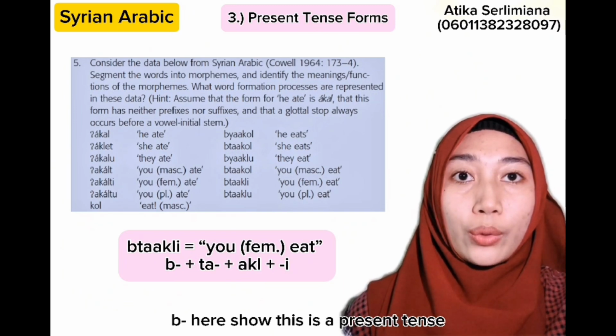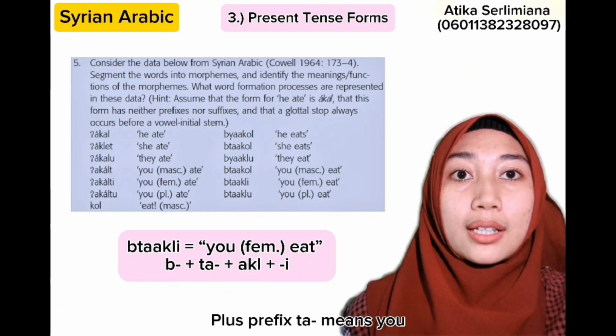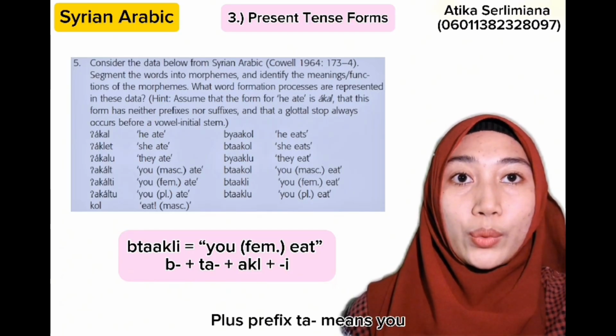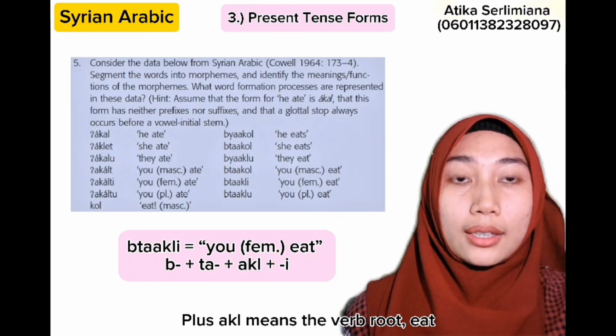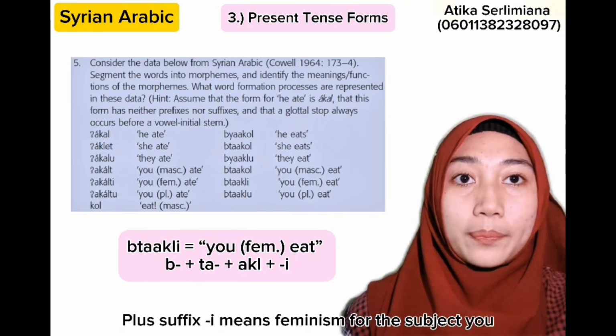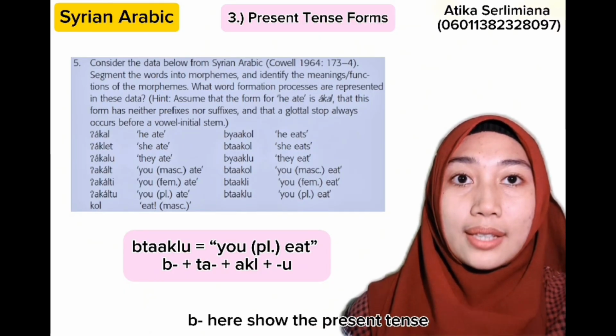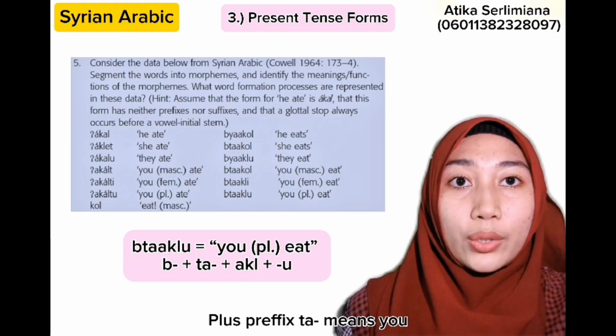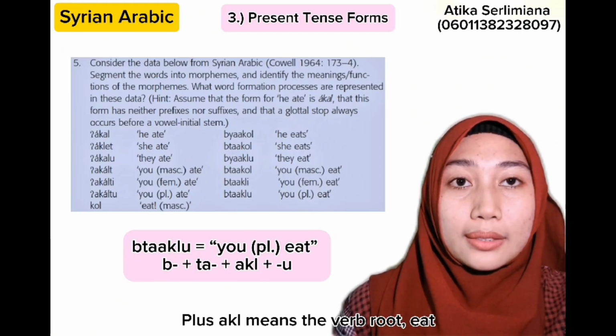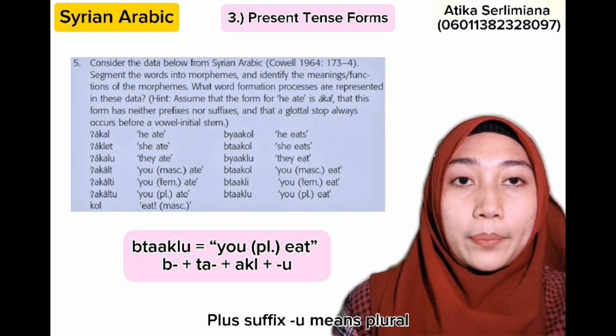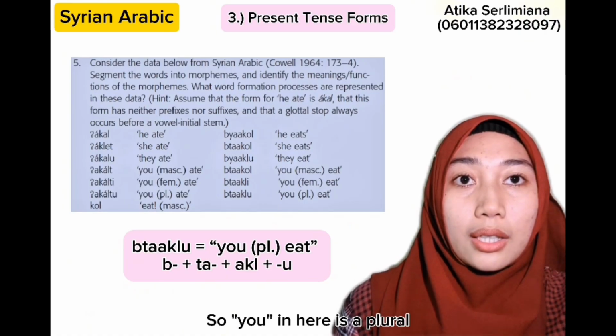Be here shows this is a present tense, plus prefix ta means you, plus akal means the verb root eat, plus suffix e means feminine for the subject you. Next, taklu means you eat. Be here shows the present tense, plus prefix ta means you, plus akal means the verb root eat, plus suffix u means plural. So you in here is a plural.